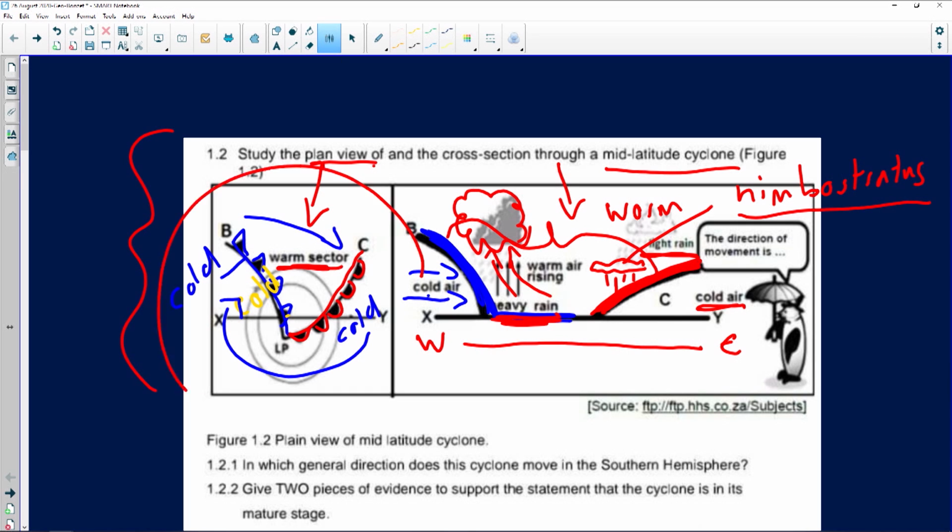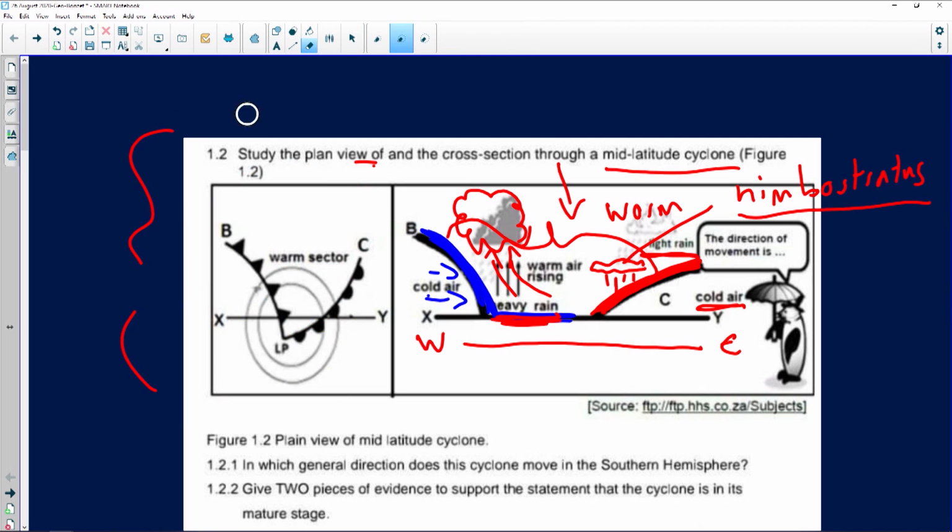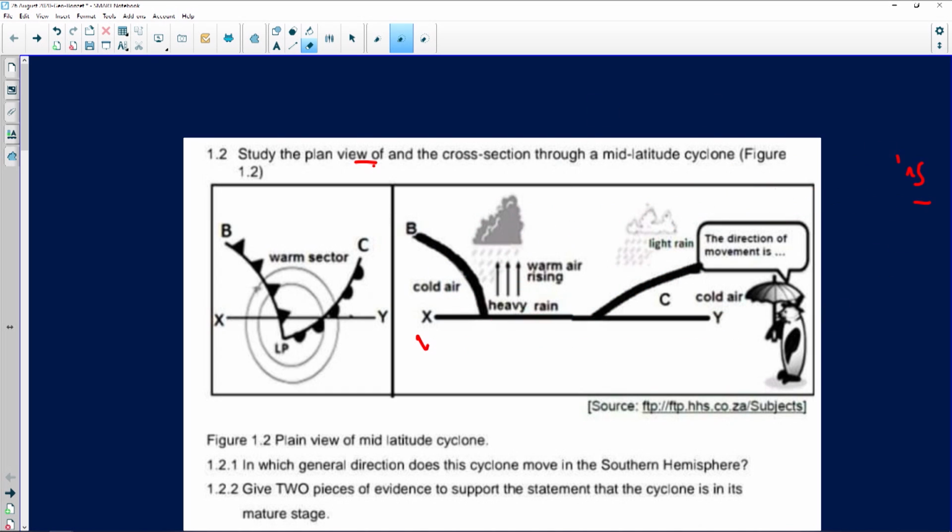I just want to clean this out because I might use it again to explain the questions. So, vitally important, remember grade 12s, when we look at our plan view, and you see a cold front and a warm front, immediately you should know it's a mid-latitude cyclone. There need to be two fronts present, with clockwise circulation because it's a low pressure system in the southern hemisphere.